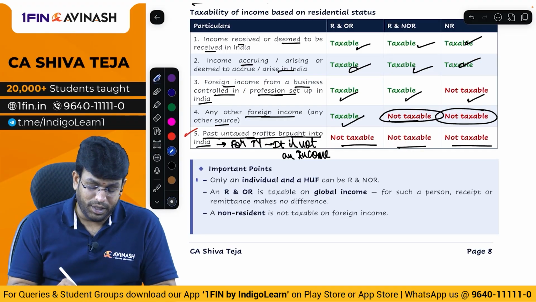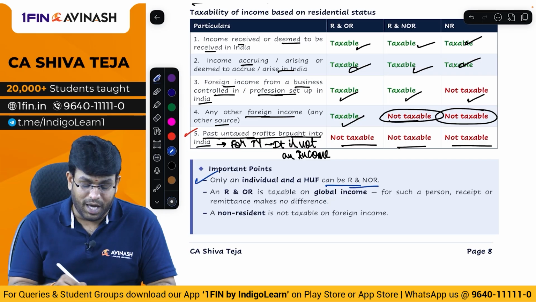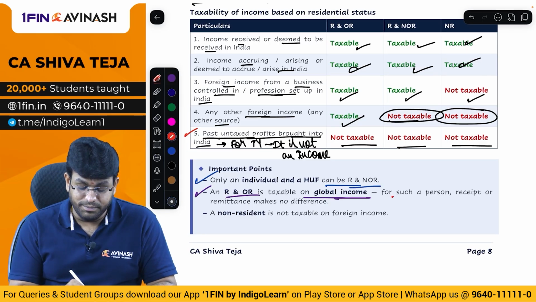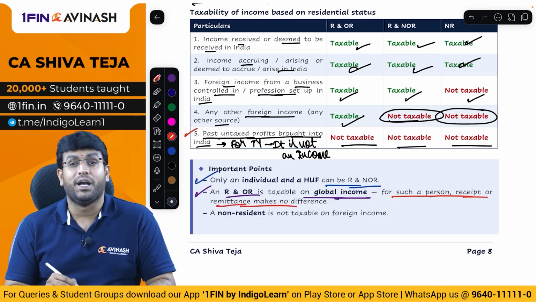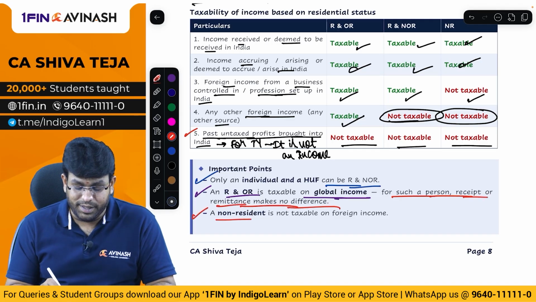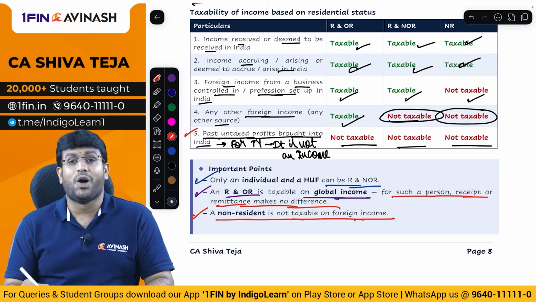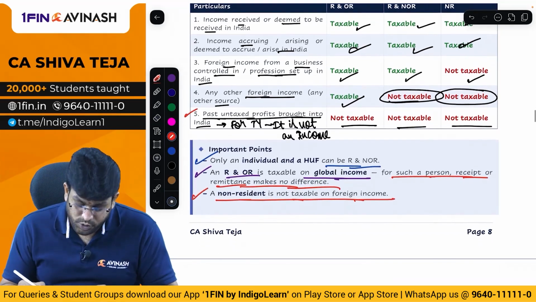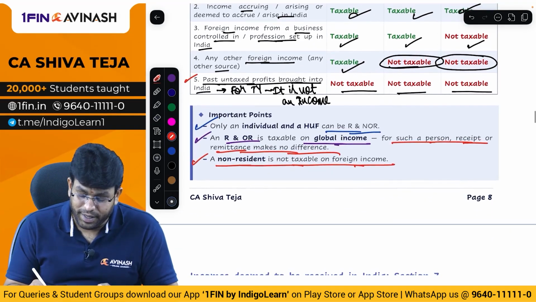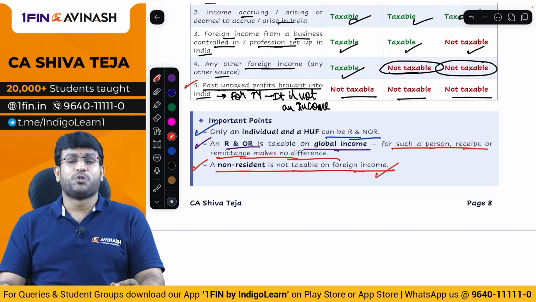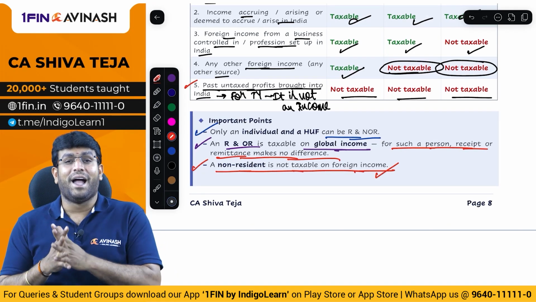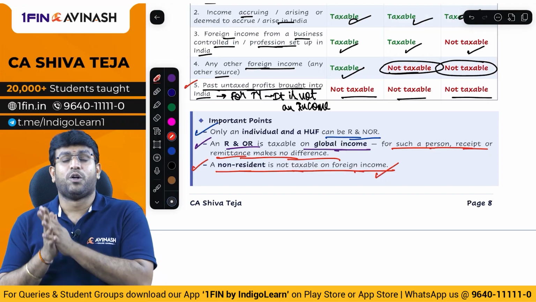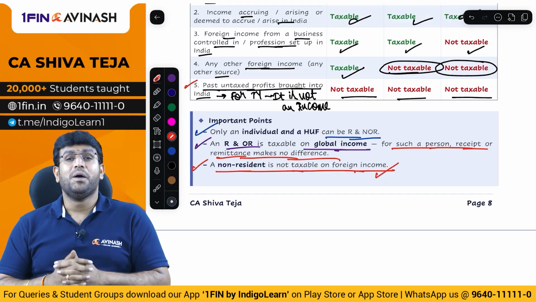So an important point is what? Only an individual or HUF can be ROR and RNOR. ROR is taxable on global income. For such a person, receipt, remittance does not make any difference. And a non-resident is taxable only on Indian income, and a non-resident is not taxable on foreign income. So that's the story of section 5, scope of total income. We will go ahead and discuss some interesting sections and also solve some interesting questions as well, my dear friends.